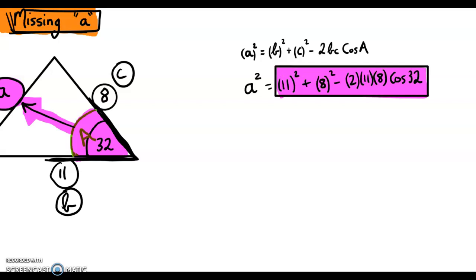And you will end up with a number. A squared is equal to, I'm not sure what number you get. I don't have a calculator. I don't need one right now. But I'll end up with a number when I type all that into the calculator.